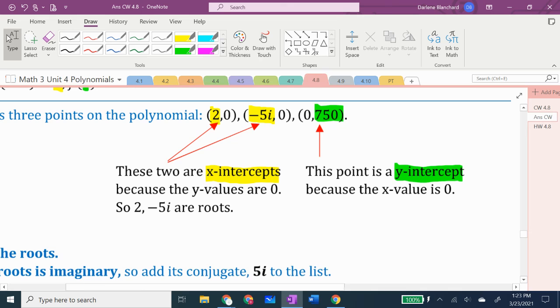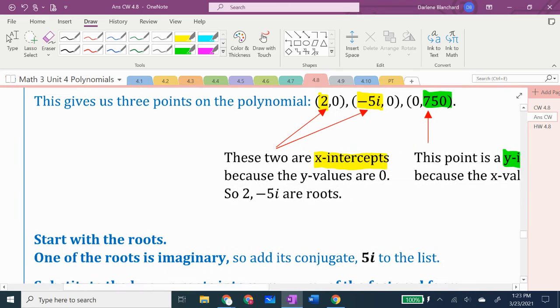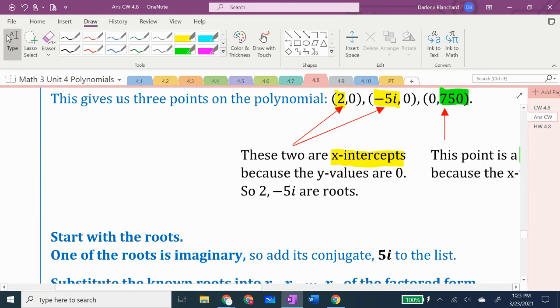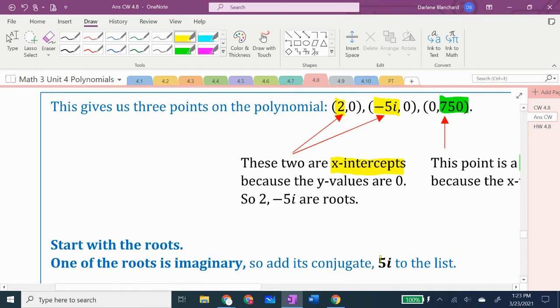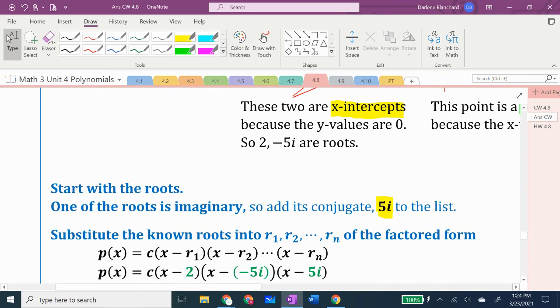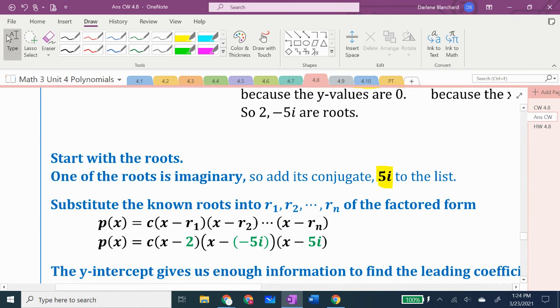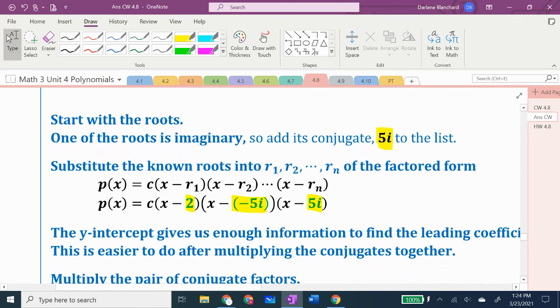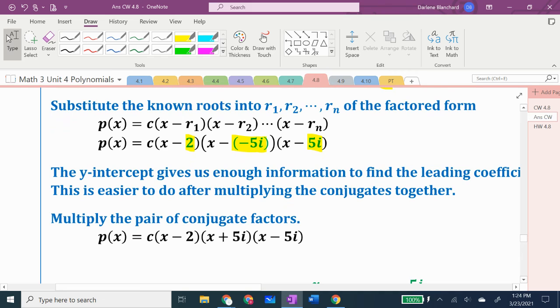But if negative 5i is one of the roots, then its conjugate, positive 5i, must also be a root. So now I have 3 complex roots. I have leading coefficient times x minus one of the roots, x minus another root, and x minus the last root. Now I need to multiply this together. I recommend first multiply the pair of conjugates.